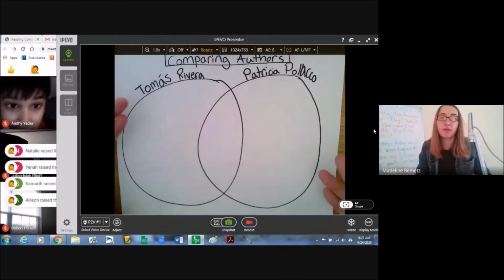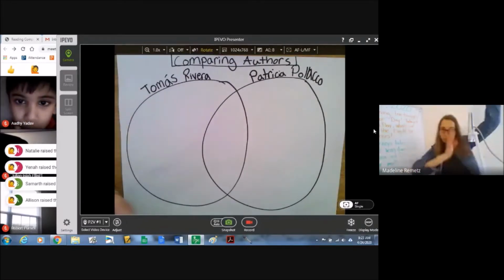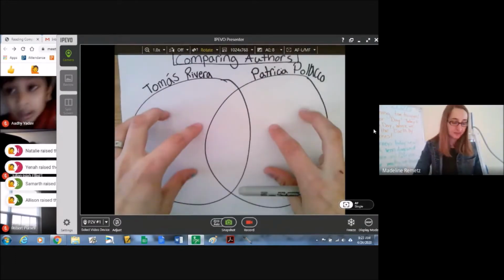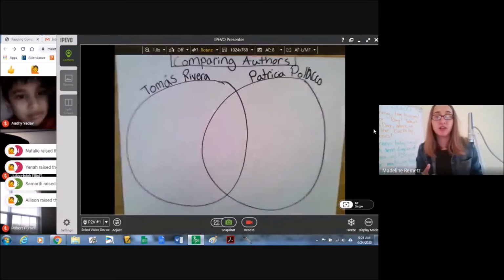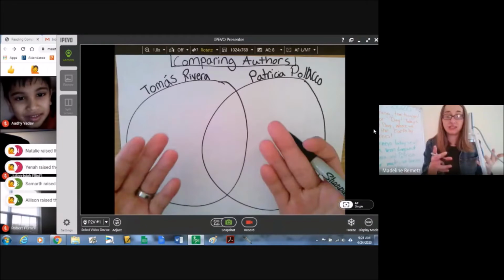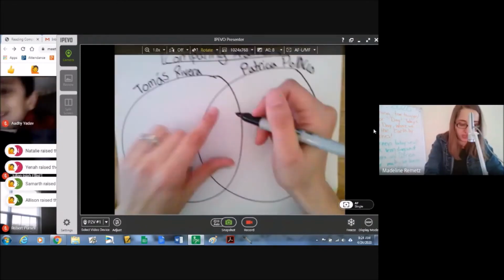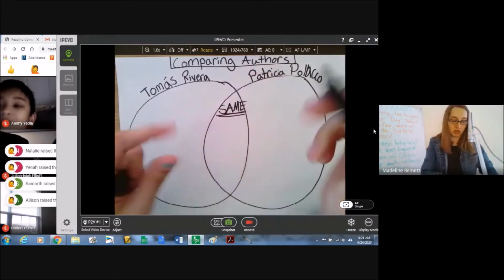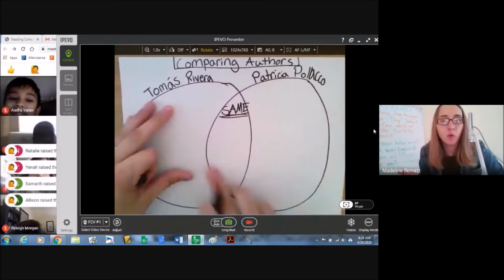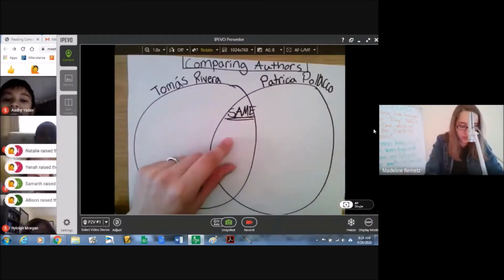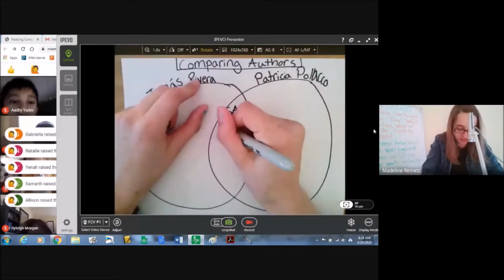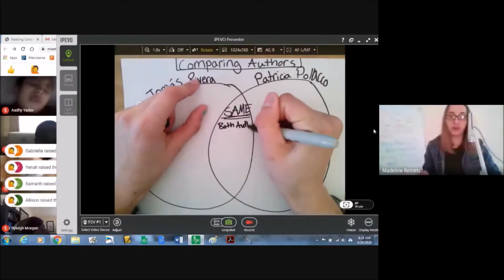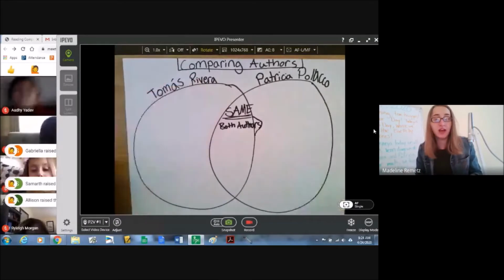people. So I appreciate you being very flexible with me as we only get a little bit done with these two authors. So if I wanted to compare Tomas and Patricia Polacco, I would say there's something in the middle here that I should put. And in the middle, it's how they're the same, because their two circles are crossing here. So something that I already know is the same about them, boom, they're both authors. An author is a writer. Oops, both authors. Is there another thing that they have in common?